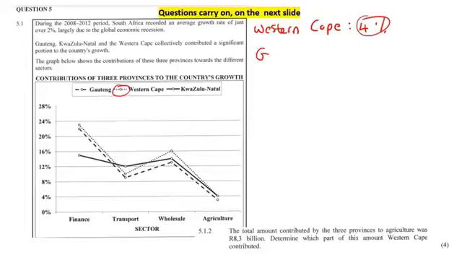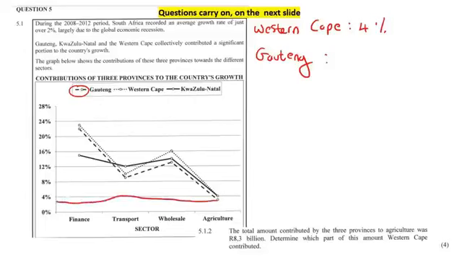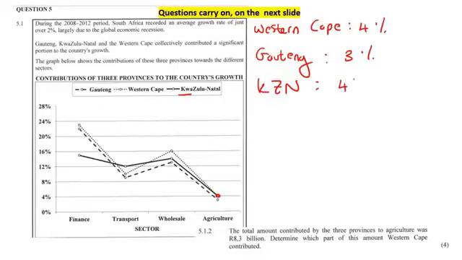So let's quickly see the Gauteng. Gauteng is this one over here with the little dotted lines. So that's probably over there, which, if we read that off, would be around 3%, right? Okay, so Gauteng would be 3%. And then if we look at KwaZulu-Natal, that line also ends over there, so I'm just going to say KZN, and that's also going to be 4%.